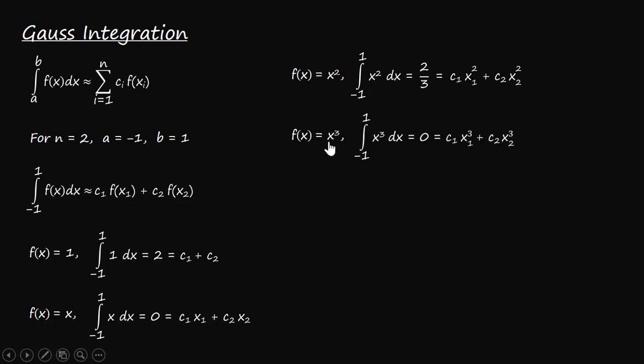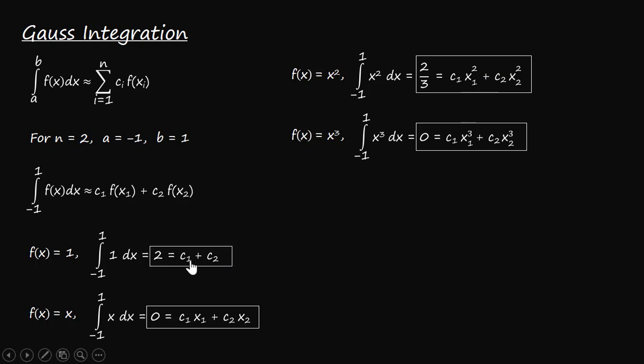Finally, for f of x equals x cube, the integration of x cube from -1 to 1 is 0. And on the right hand side, we'll get c1 f of x1, which is c1 x1 cube, plus c2 multiplied with the function value at x2, so that would be c2 x2 cube. Now here we have got four equations with four unknowns. c1 plus c2 equals 2, c1 x1 plus c2 x2 equals 0, c1 x1 square plus c2 x2 square equals 2 upon 3, c1 x1 cube plus c2 x2 cube equals 0.